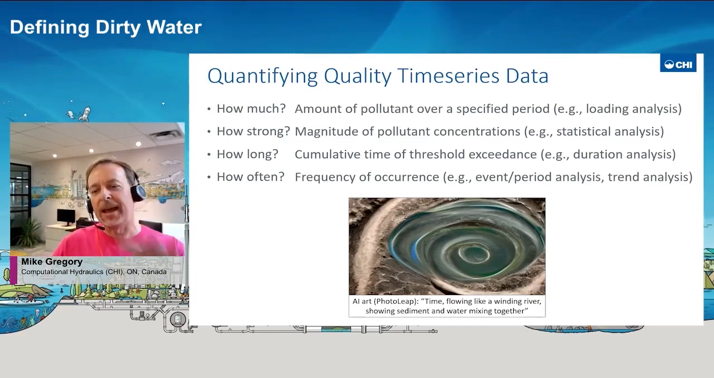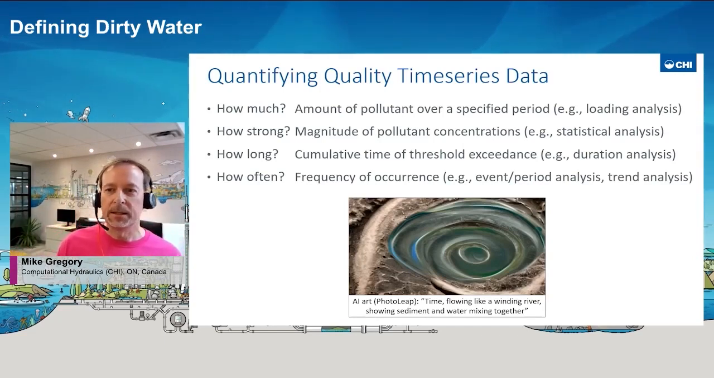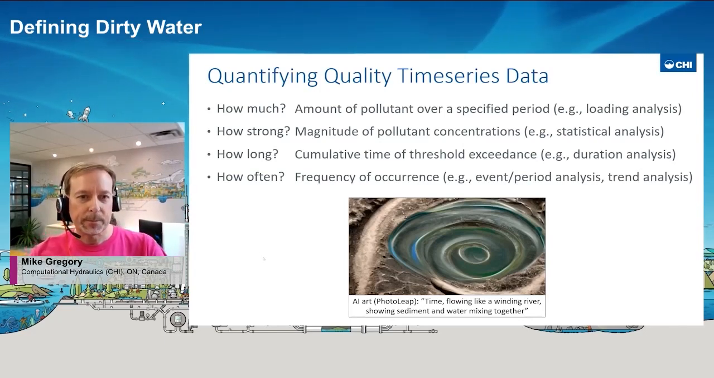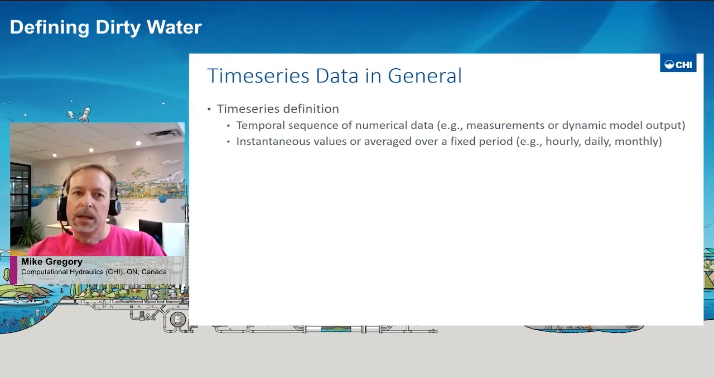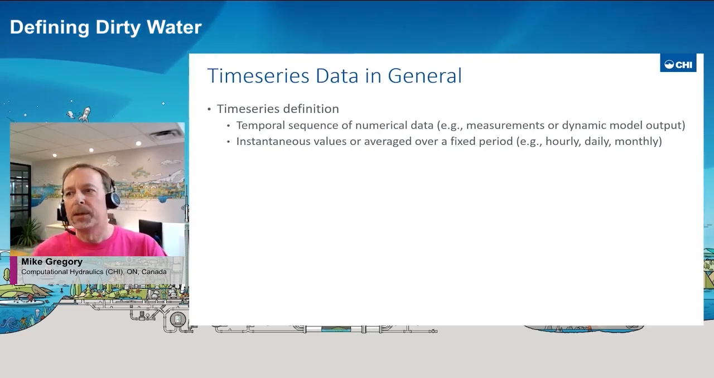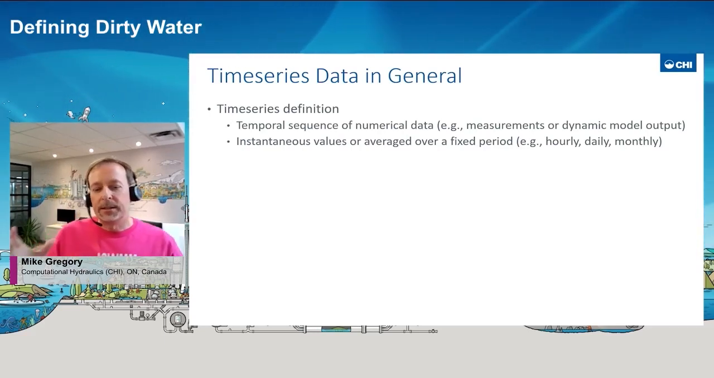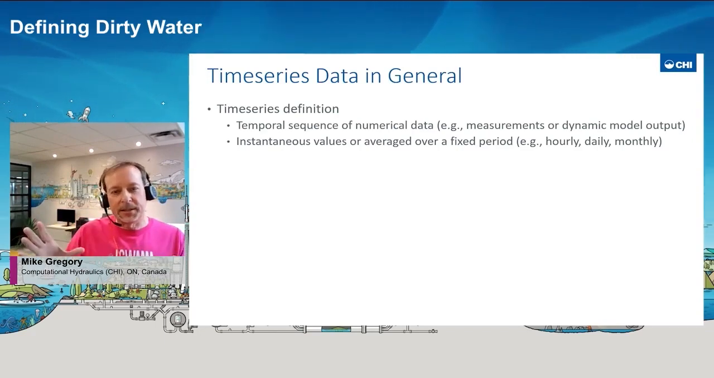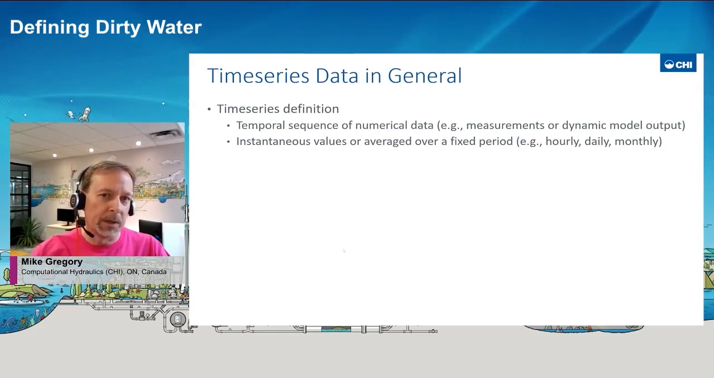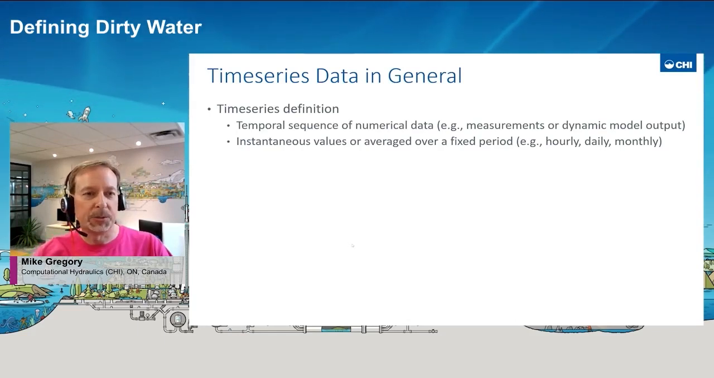And so we have different analyses for these different topics here, and I'm going to focus on the duration, the third bullet there, the duration analysis. So time series are sequential ordered data. It's ordered, of course, with a time stamp. And you need to know, are these measurements at an instant in time, or are they averaged? And over what averaging period are these either measurements or output from a dynamic model like ICWMM?